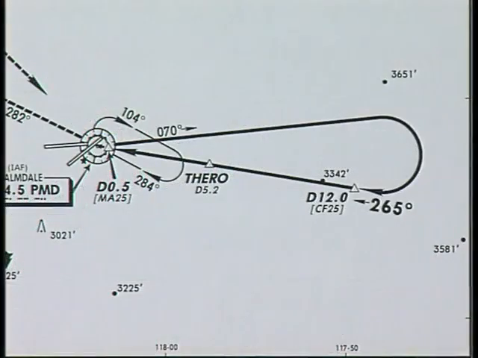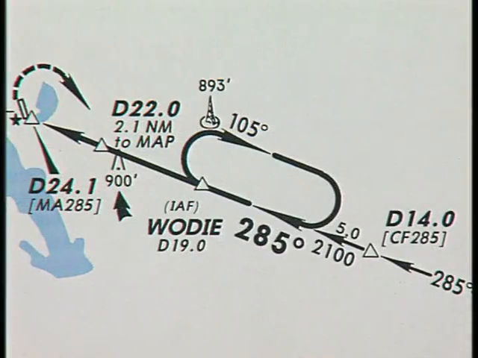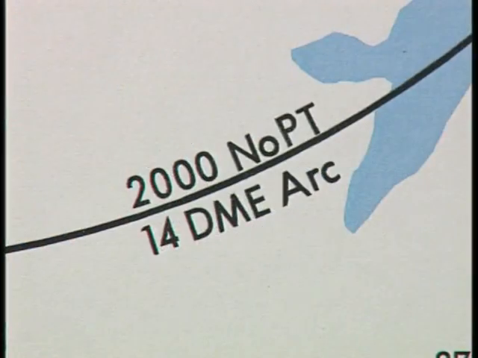When a procedural track is charted, as shown here, or depicted as a holding pattern like this, you must fly the procedure exactly as shown unless you are being radar vectored to the approach course. When the notation "No PT" appears, a procedure turn is not required or authorized.